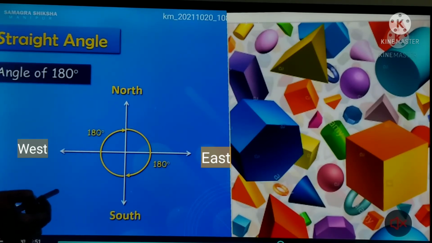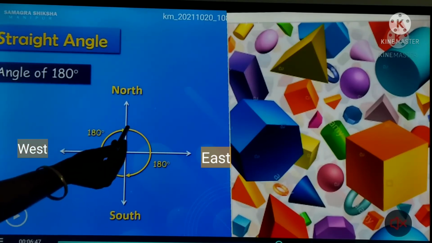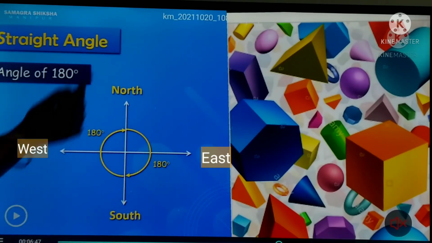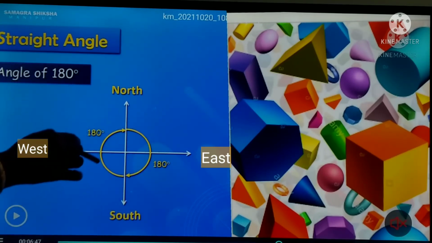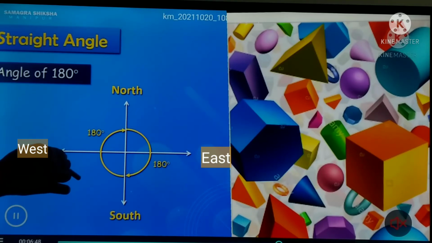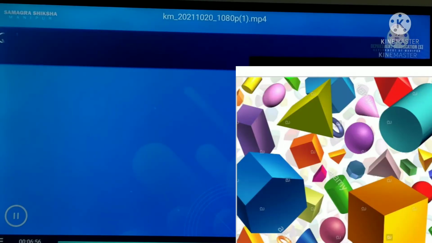Understand? Okay. Now, I am asking one question. What about the angle for north to north? It is complete revolution, right? Complete revolution means it is 360 degree. Understand? Yes? Complete angle. It is 360 degree. Okay, 180 plus 180 is 360.